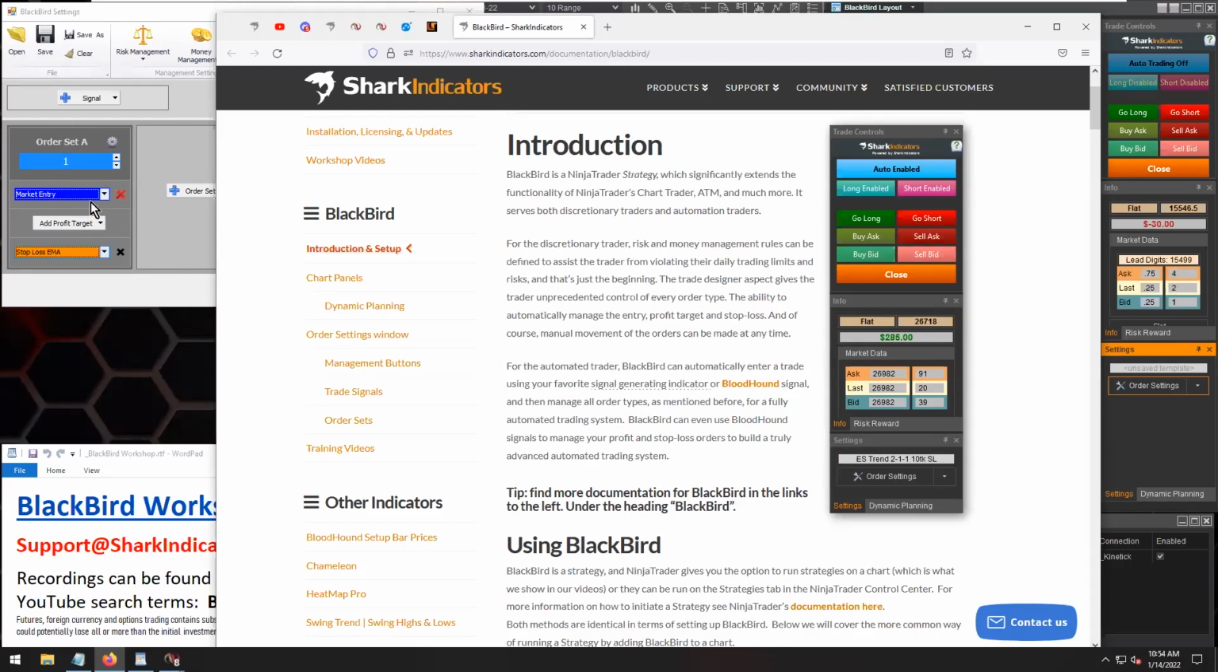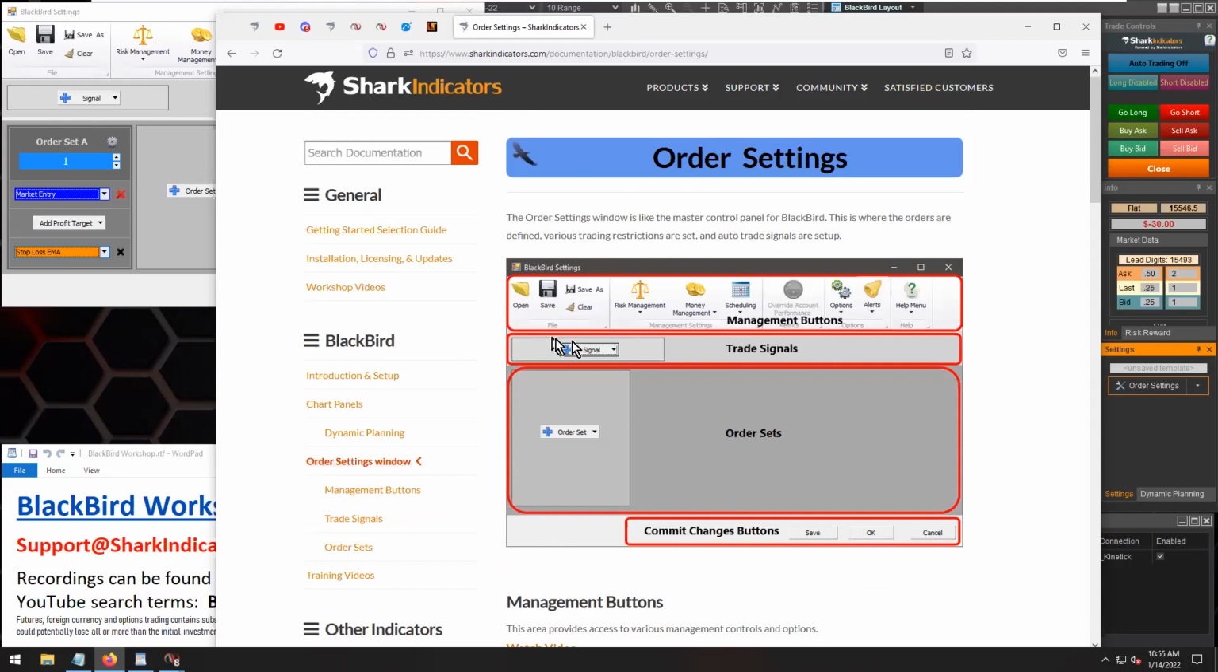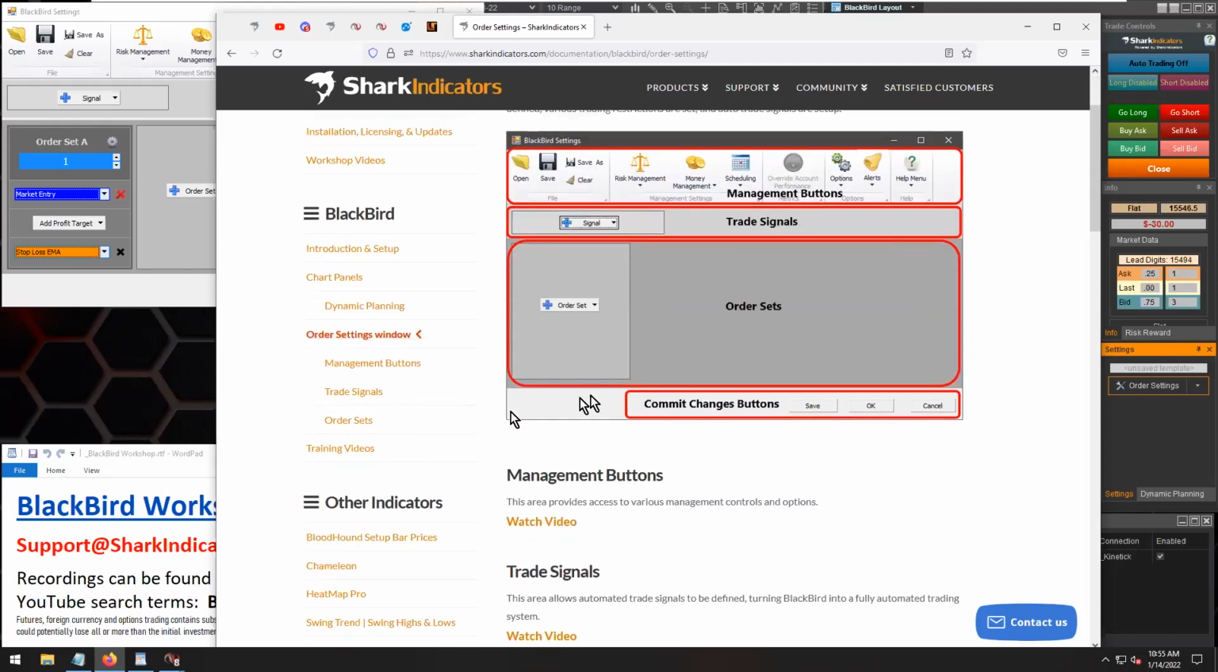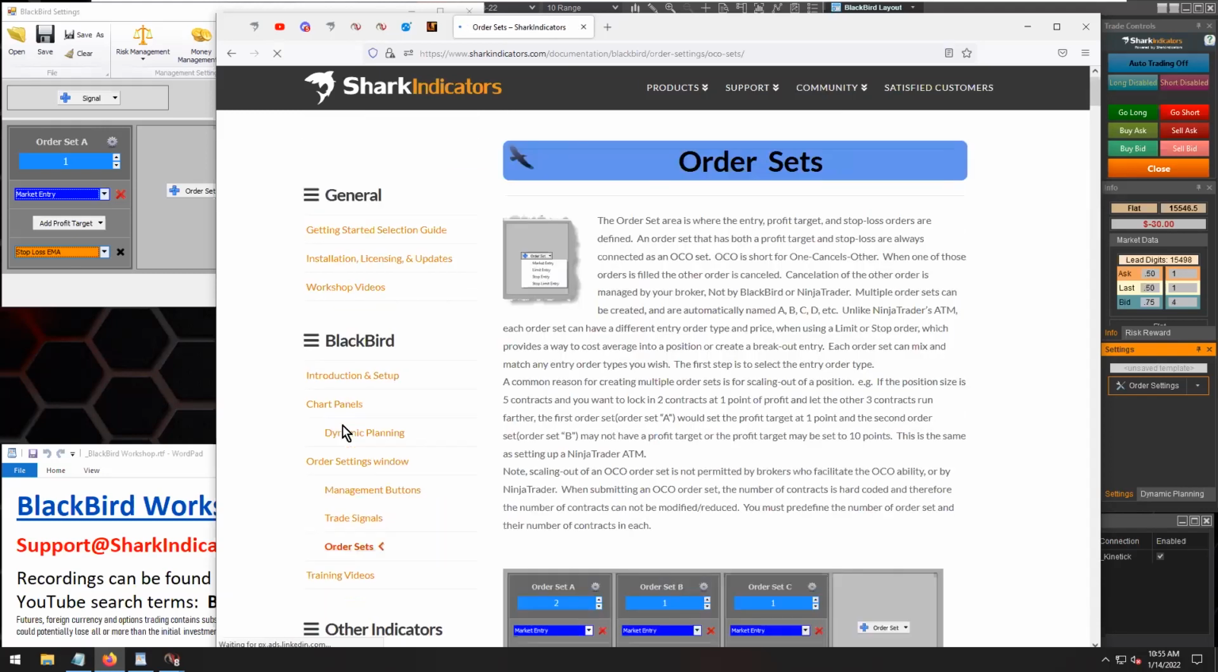And if you ever need a reminder as to what the different components of BlackBird are, we can look at the order settings window. This image here breaks BlackBird's interface into three components: the management buttons on top, the trade signals in the middle, and the order set menu on the bottom. So we want to go to the order sets menu. Let me click on the order sets.